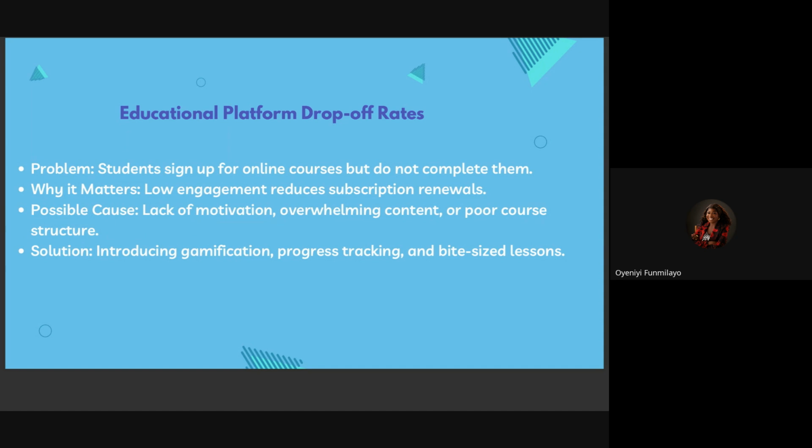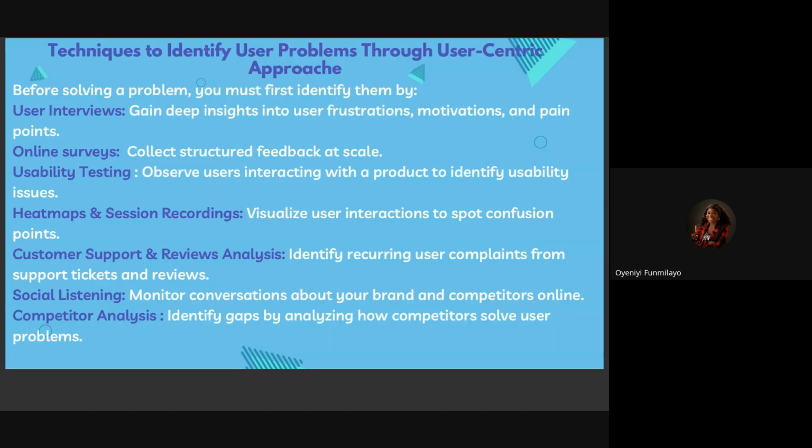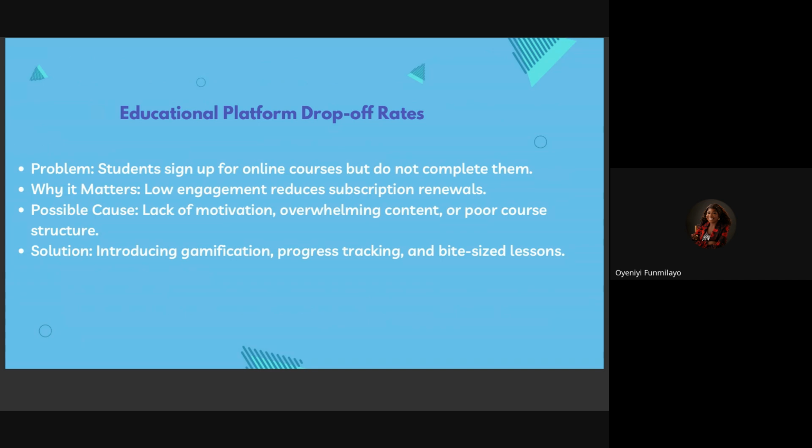So I gave an example here of how we can identify a problem using an educational platform. The problem here is students sign up for online courses but do not complete them. So why does this even matter to you as a product, as a company? If people are signing up for a course and then they're not completing it, why it will matter to you as a business is people would not engage on the platform.